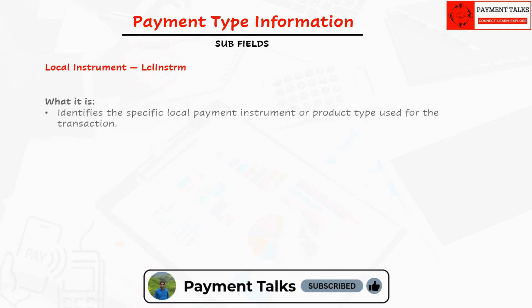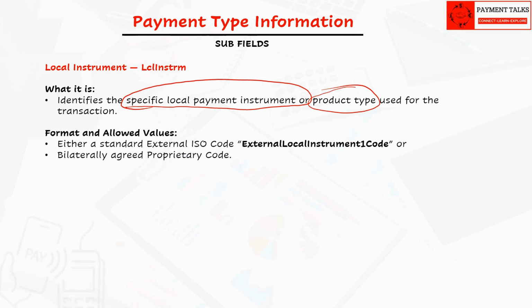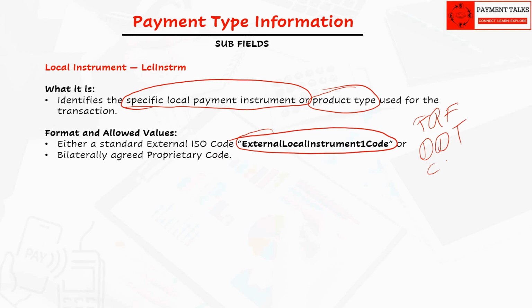What is it? This field identifies the specific local payment instrument or product type used for the transaction. It is more granular than service level. If service level defines the scheme, local instrument defines the specific instrument or product within that scheme. Format is either a standard external ISO code or a bilaterally agreed proprietary code will be used. A few examples are TRF means credit transfer, DDT means direct debit, CORE means SEPA direct debit core, and B2B means SEPA direct debit business to business.